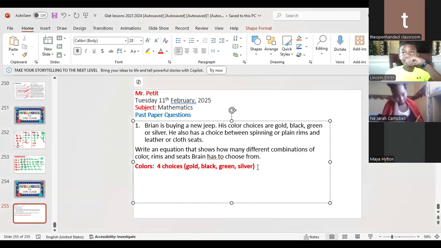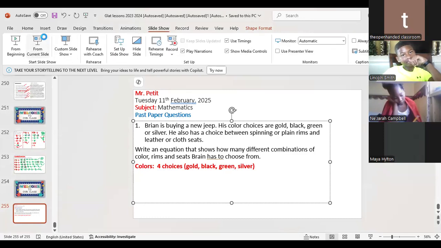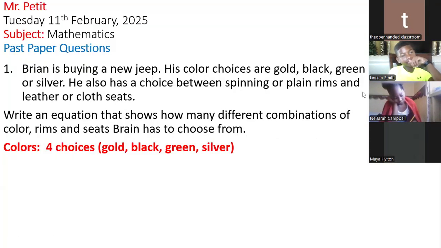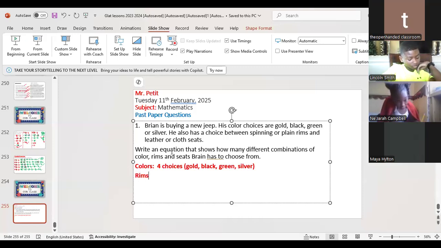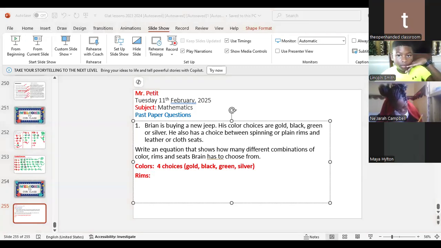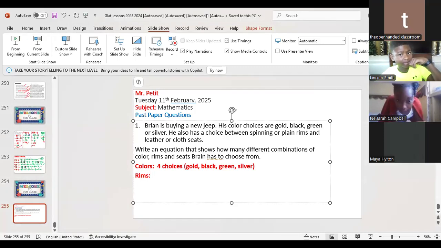And then for the rims, let's look at it. Now for the rims, what options does he have for the rims? What options do we have? Spinning or plain rims. Very good.